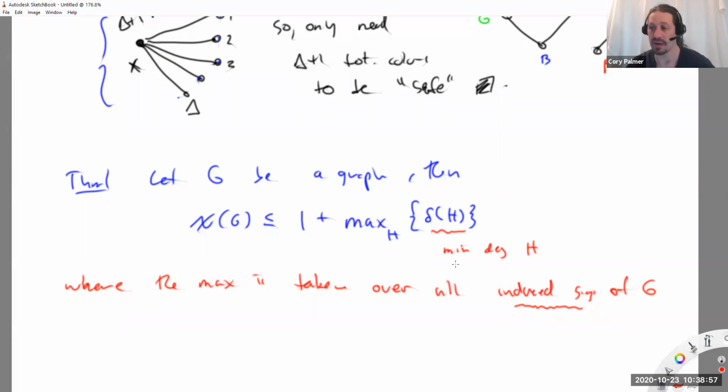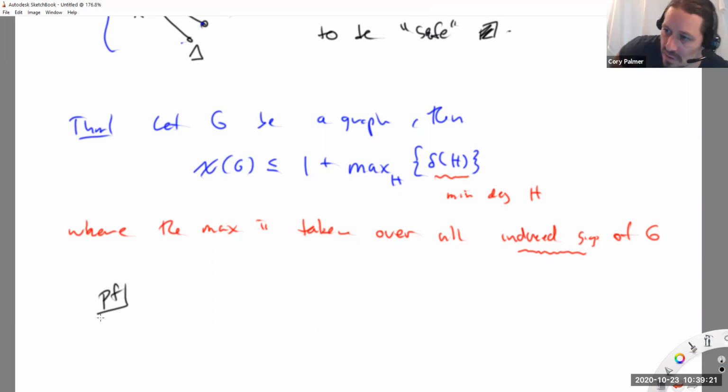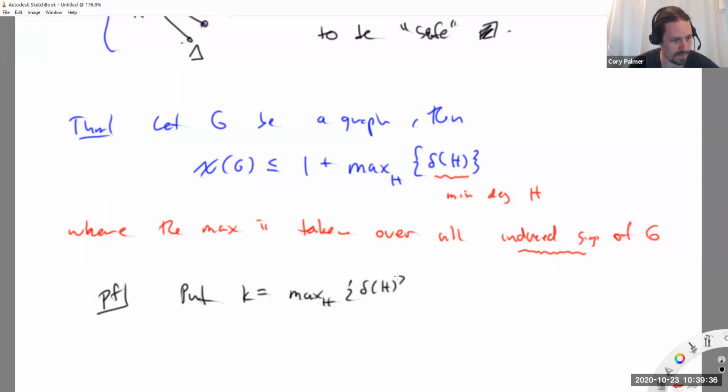So here we take this max over not every subgraph, but every induced subgraph. So you can actually instead say, take the maximum over every subset of vertices of G, and then look at the minimum degree of the graph induced on that set of vertices. Sometimes we say that. Okay. So how do we prove this? Well, we do basically the same algorithm, but we have to choose a better ordering of the vertices. So the method here will be, how do I find a good ordering of the vertices? Okay. All right, so first things first, let's put K equal to this maximum, just so I have a simpler piece of notation.